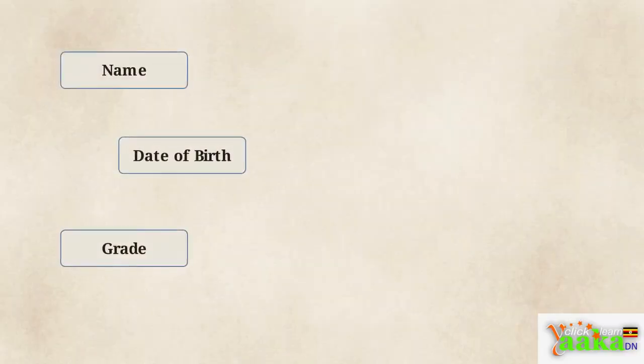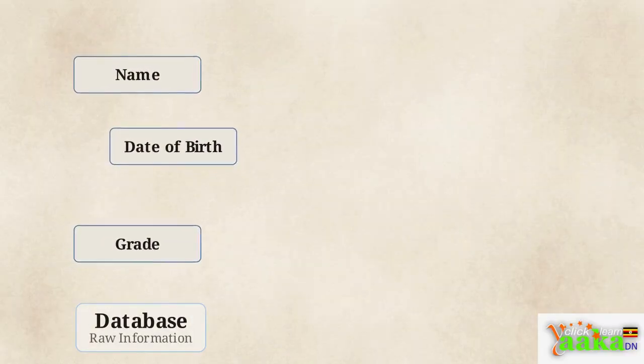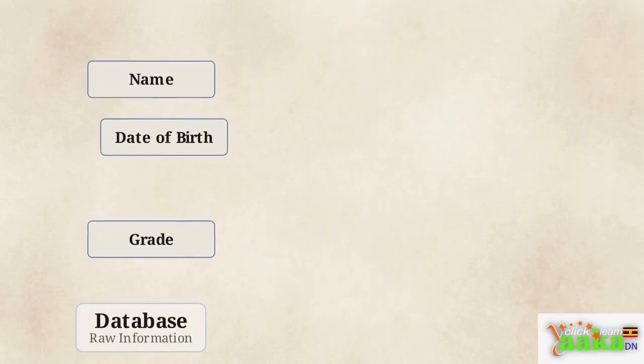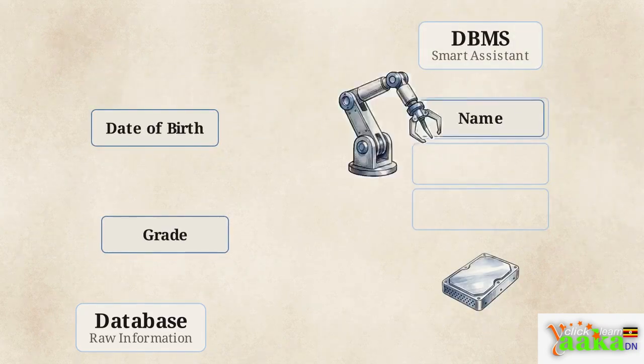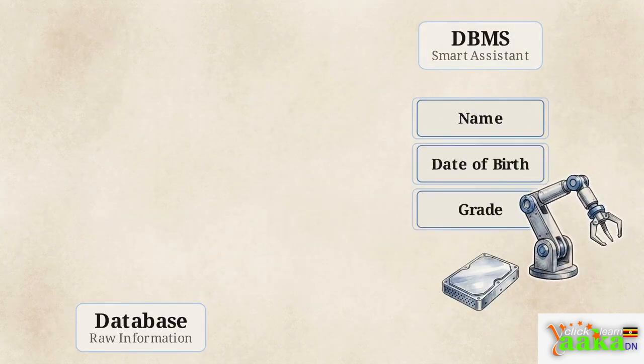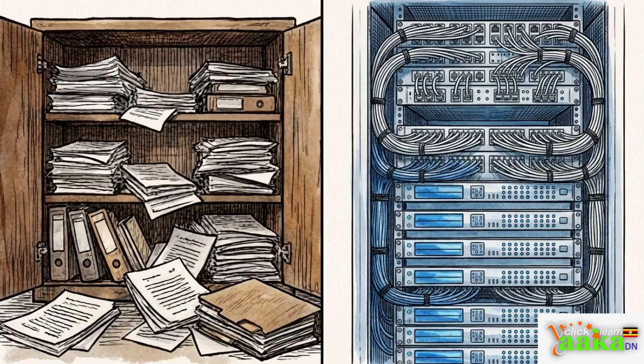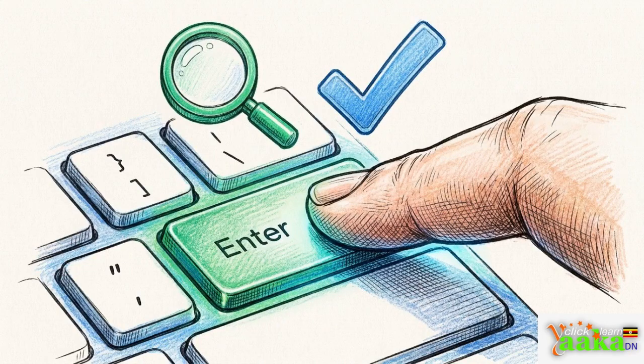Think of the names, dates, and grades as the actual database, the raw information itself. The DBMS is the digital tool that acts like a smart assistant, helping you store, sort, and find those details instantly. It takes that messy physical cupboard and turns it into a perfectly organized system that responds to your requests in the blink of an eye.